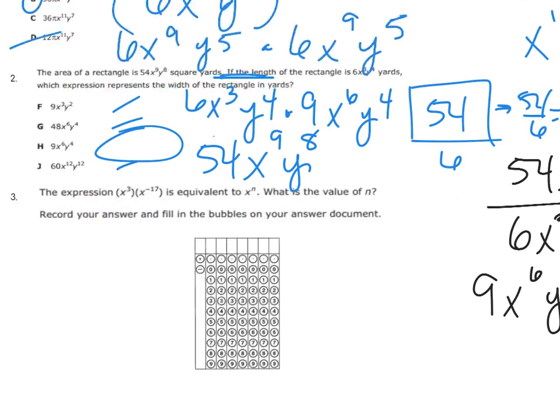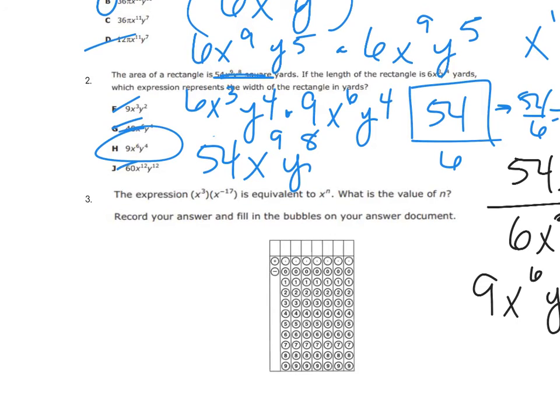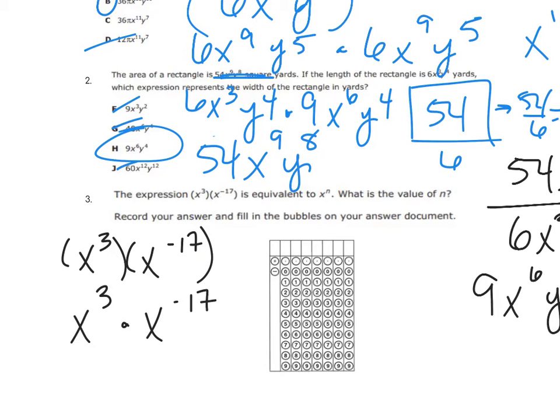Okay? All right, so number 3. This one I thought would be really simple, and I think maybe people got messed up with the parentheses. So you know the parentheses mean I'm going to multiply these two together. So x to the third times x to the negative 17. So I add my exponents together. 3 plus negative 17 is negative 14.